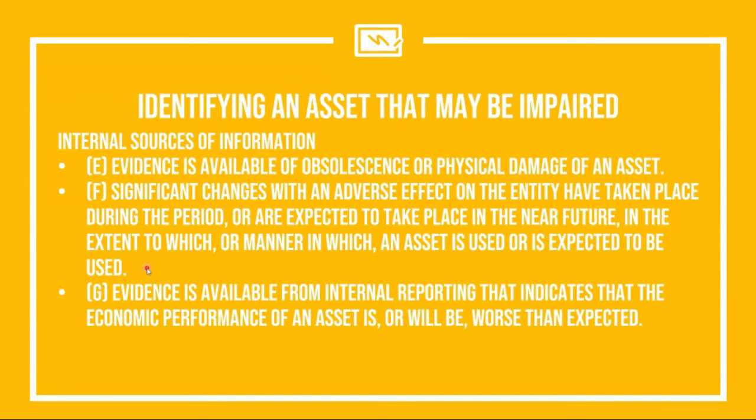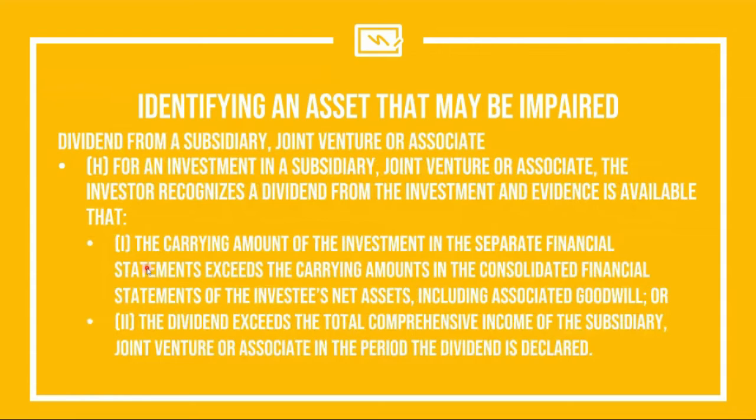Evidence is available from external reporting that indicates that the economic performance of an asset is or will be worse than expected. So economic performance, in the form of whether it can still produce at the same rate as it is producing right now or it is already declining in productivity and all of those similar information. So those are also considered as internal sources. And then we also have dividends.